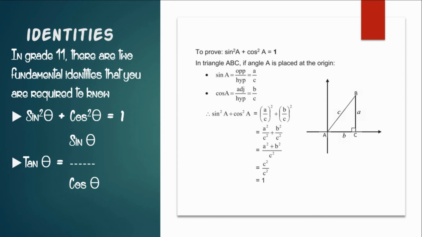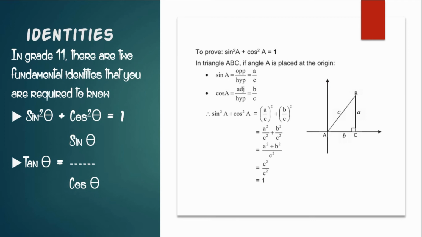Sine A is equal to opposite over hypotenuse. Which side is opposite? It's A, hypotenuse is C. Then again, cos, same story. Then sine squared A plus cos squared A. Since sine A is equal to A over C, then sine squared A is A over C all squared.